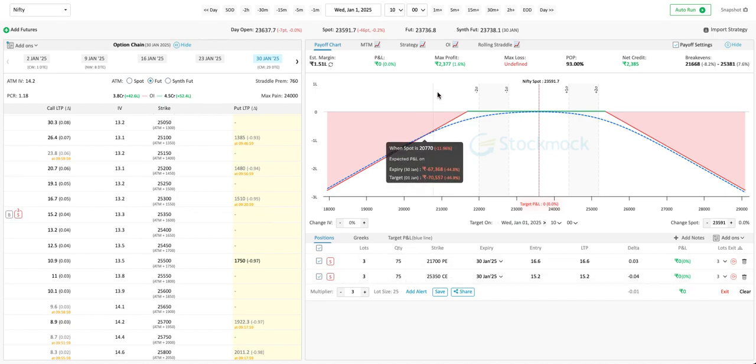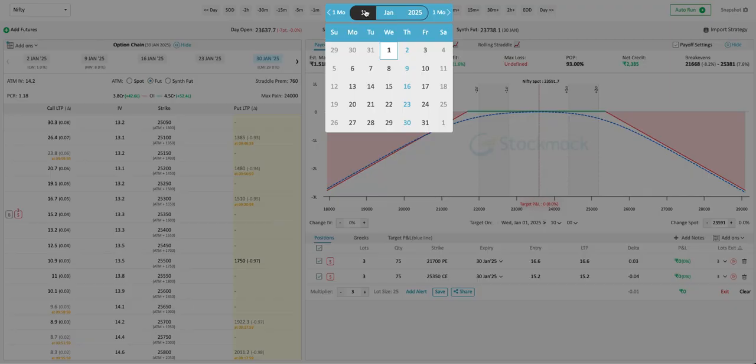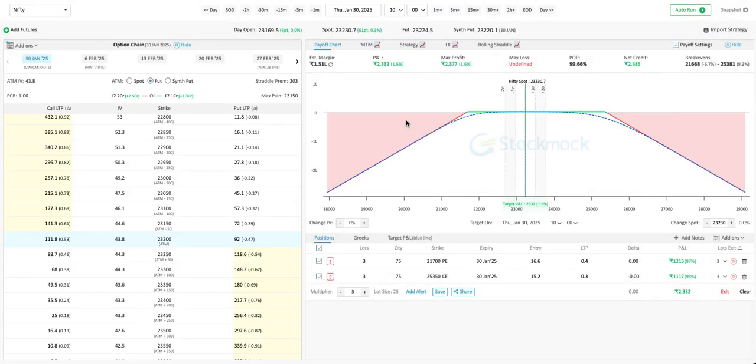So if we do that, you see the max profit comes out to be 2377. That means if you come to the expiry, that is the maximum profit you can gather. Expiry is on 30th January, so let us move to 30th January. I clicked on the 30th January, and we see that we got 2332 rupees, right?